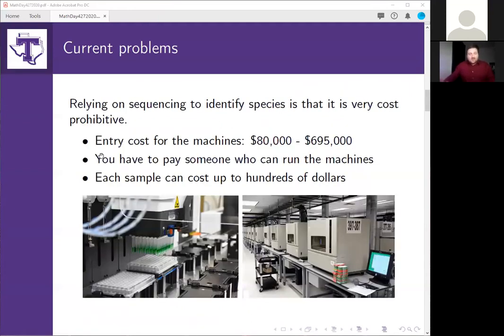The reason that we can't do this yet is because it's just too expensive. The cost to get started is anywhere from $80,000 to $695,000, let alone paying people who can do the analysis, and each sample can cost up to hundreds of dollars.